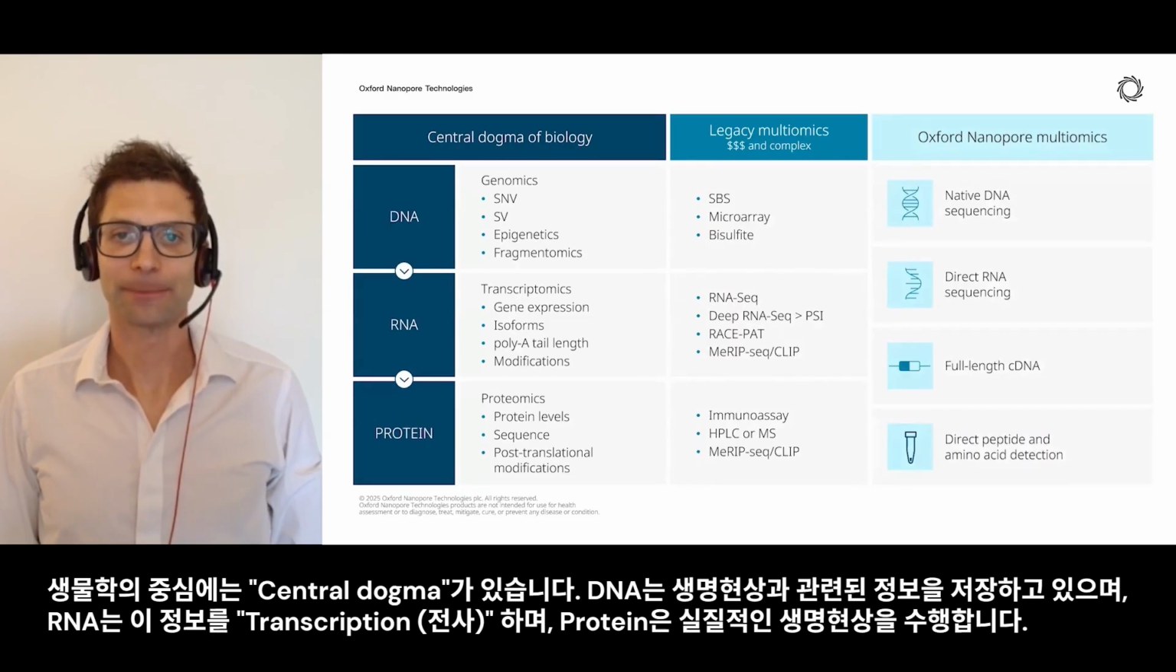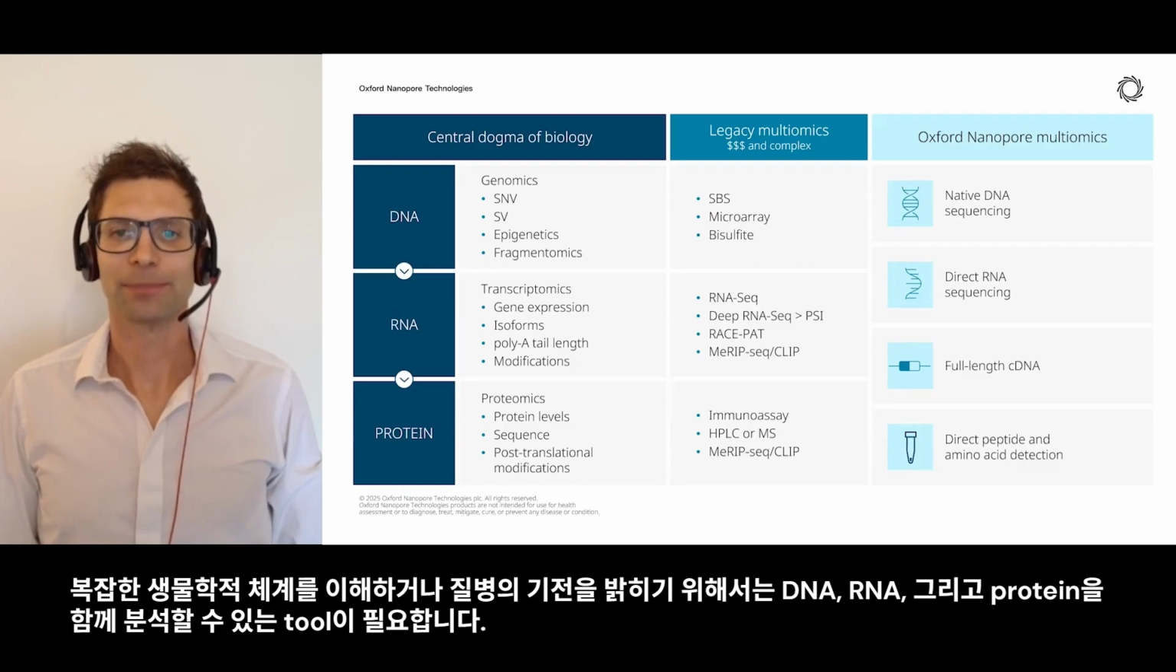Taking a step back, at the heart of biology lies the central dogma. DNA stores the genetic blueprint. RNA transcribes this information, and proteins carry out the functions of life. To truly understand complex biological systems or uncover the mechanisms of disease, we need tools that can analyze all three layers, DNA, RNA, and proteins, together.